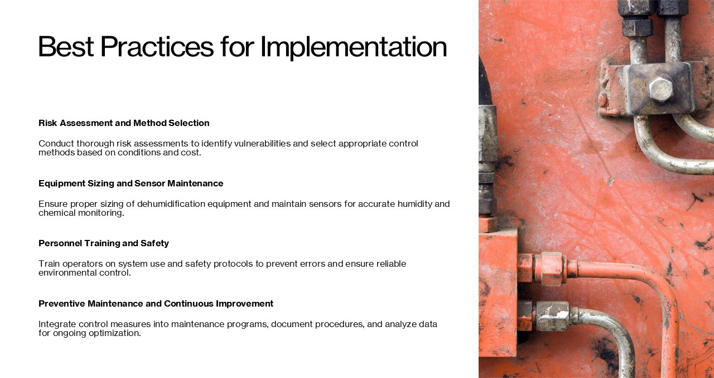Implementing environmental control effectively requires adherence to best practices. First, conduct a thorough risk assessment to identify areas prone to corrosion, erosion, or mechanical damage. Select the appropriate method based on operational conditions, material compatibility, and cost-benefit analysis. For dehumidification, ensure proper sizing of equipment and maintain humidity sensors for accurate monitoring. In inert gas blanketing, verify gas purity and maintain pressure control systems to prevent leaks. For pH control, use automated dosing systems and regularly calibrate sensors to maintain chemical balance.